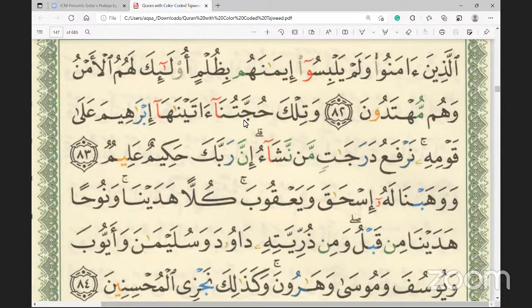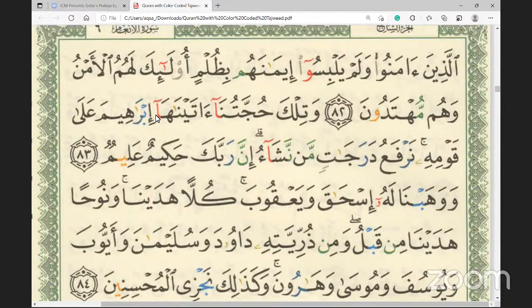وَتِلْكَ حُجَّتُنَا. Remember, we're extending, and they made it easy for you in two ways. They put it for you in red, and they also put this wave on top in order to give you a sign that you want to extend it. وَتِلْكَ حُجَّتُنَا آتَيْنَاهَا. Notice how we said آتَيْنَاهَا. Remember that sound? That's why they put the wave up there.